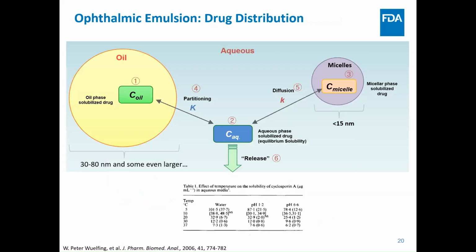Besides the size distribution, what is more important is the distribution of the API. In this ophthalmic emulsion, the drug in the micelle phase or the API in the aqueous phase might have different availability than the API in the oil globule. So to assess the equivalence of a product, we wish to know how much is in each phase, and actually we can use AF4 to assist the determination of this distribution.